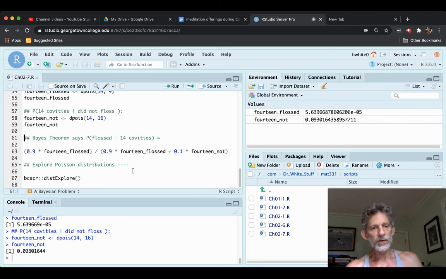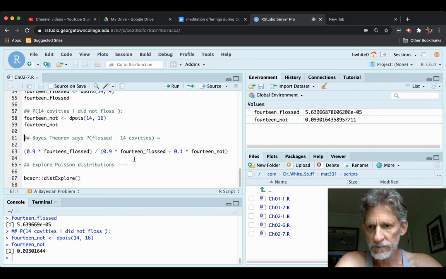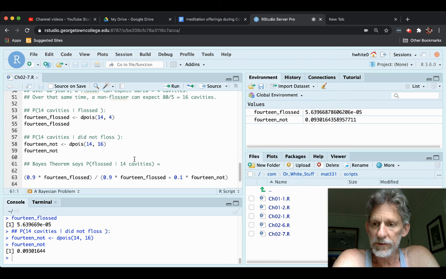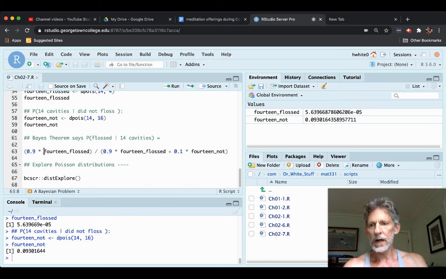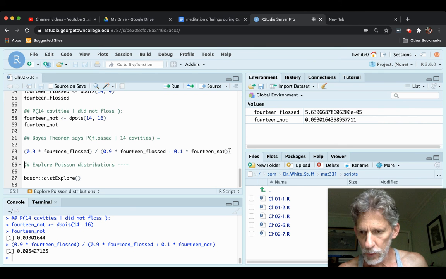So now St. Peter is trying to get the posterior probability that George was a flosser, given that he's got 14. So he uses Bayes' theorem, and he looks at the probability that George was a flosser prior, 0.9, times the probability that a flosser would get 14, over the probability of getting 14 marginalized out. So that's Bayes' theorem. And so we run it, and we get 0.005 roughly. So that's about 5 out of 1,000. That's about a 1 in 200 chance.